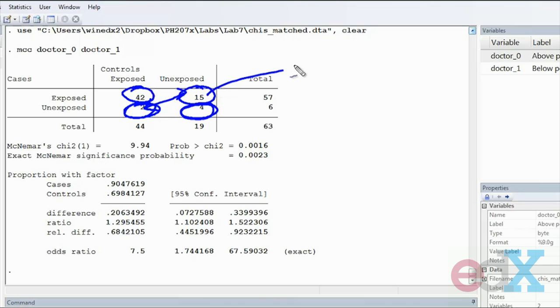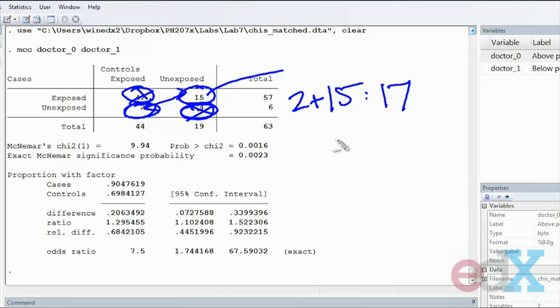Now these 15 guys right here, those are the ones where the person above the poverty line went to the doctor and below the poverty line did not go. So immediately we see that there are more pairs where the individual below the poverty line didn't go to the doctor versus the one who was above. So it's these discordant pairs that we're going to use. We don't use the concordant pairs. And so we find that there's a total of 2 plus 15 equal to 17 discordant pairs.